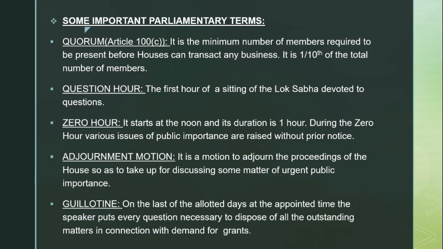The next one is adjournment motion. It is the motion to adjourn proceedings of the House so as to take up for discussion some matter of urgent public importance. Any member can move the motion, and if more than 50 members support the demand, the Speaker grants permission for the motion. The next is guillotine. On the last of the allotted days, at the appointed time, the Speaker puts every question necessary to dispose of all the outstanding matters in connection with demand for grants. The guillotine concludes the discussion on demand for grants.